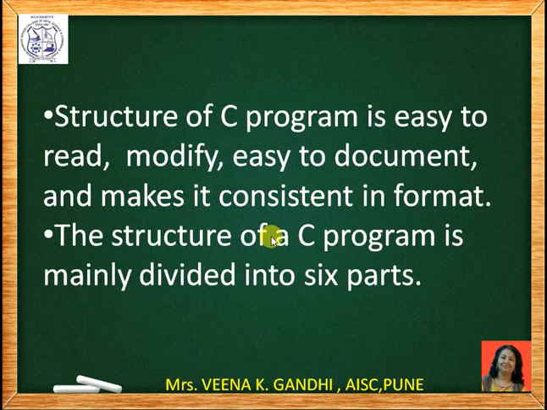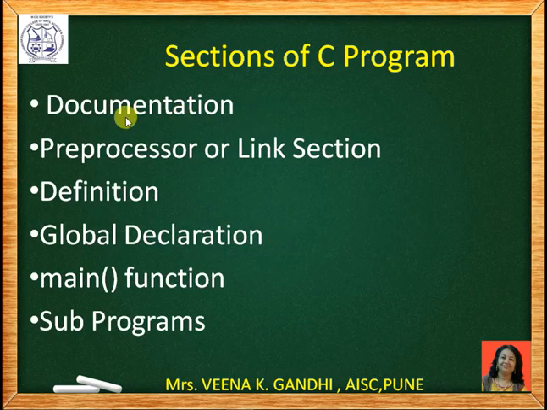C is a structured programming language. Structure of a C program is easy to read, modify, easy to document, and makes it consistent in a format. The basic structure of a C program is mainly divided into 6 parts or sections. The first is documentation section, second is link section, third is definition section, fourth is the global declaration, fifth is the main function, and sixth is subprograms.